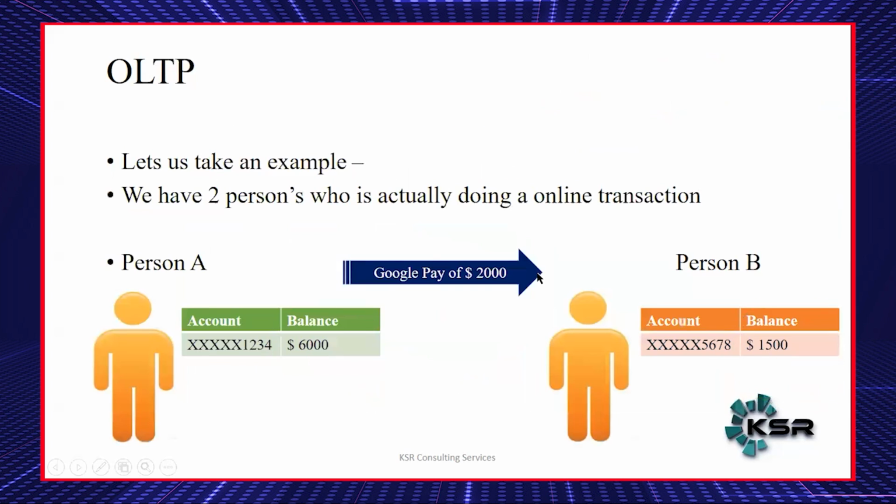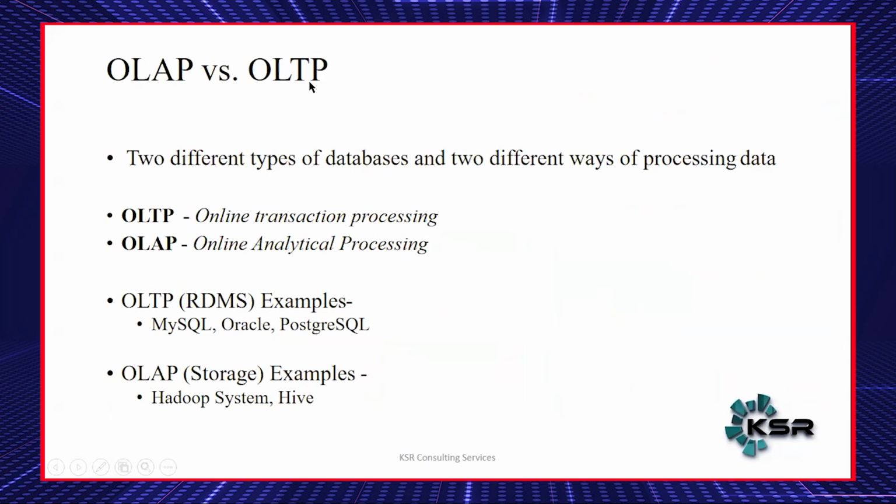Now coming back to the same slide, the difference between OLAP and OLTP. The first thing which we discussed was online transactional processing. The OLTP stands for online transactional processing and the OLAP stands for online analytical processing. This T stands for transactional. This A stands for analytical. OL stands for online, T stands for transaction, A stands for analytical, and P stands for processing.